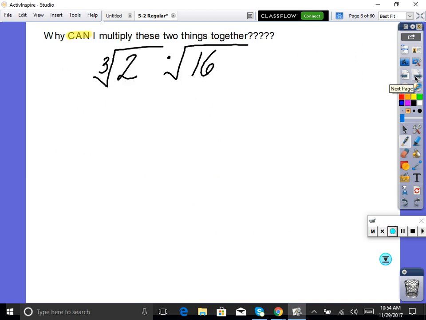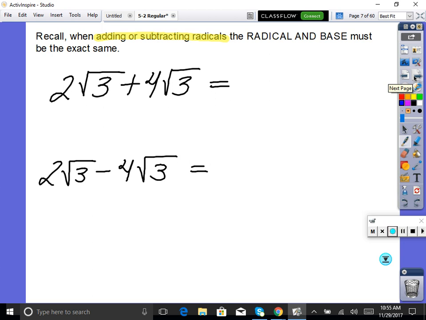Okay. Now, why can I actually multiply these things together, even though it's breaking all the rules? Okay, good point. Yes, you're right. That is one reason. Can't we simplify the square root of 16? So, yeah, good point. So this would be 4. So that would be 4 times cube root of 2. Agreed? Okay, cool.